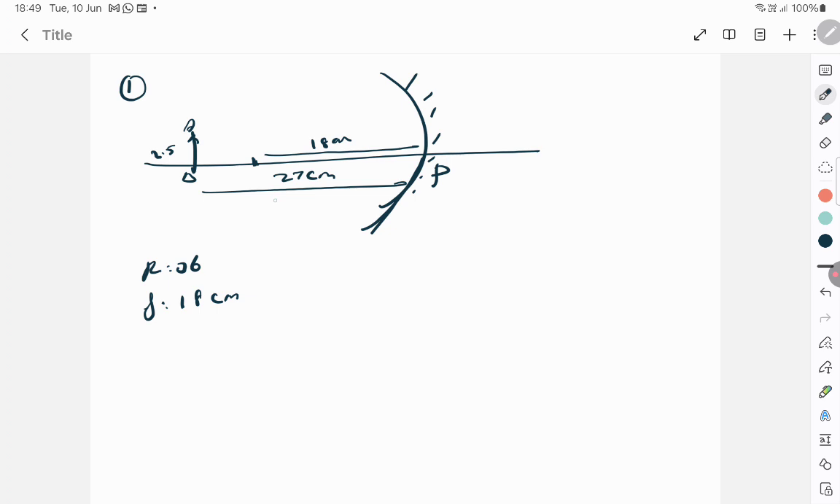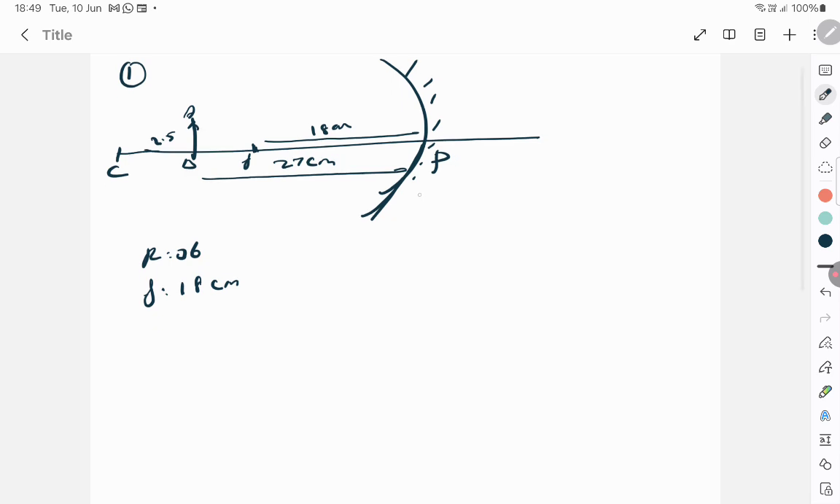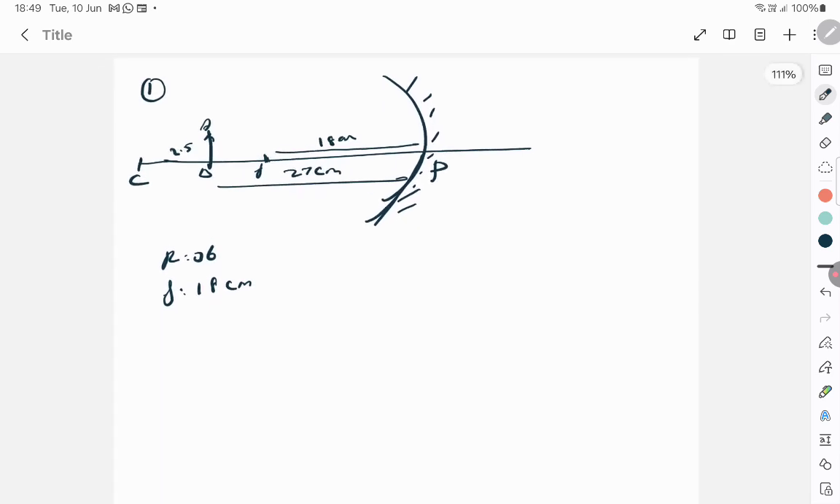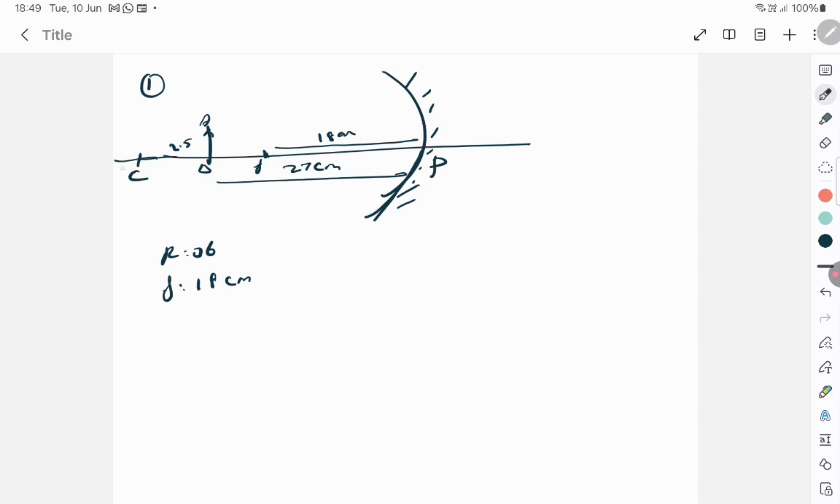The object distance is between F and C. You know that this is a mirror. It's going to get reflected and form an image beyond C, which will be an enlarged image. So you can complete this diagram. Any ray parallel to the principal axis will pass through the principal focus.